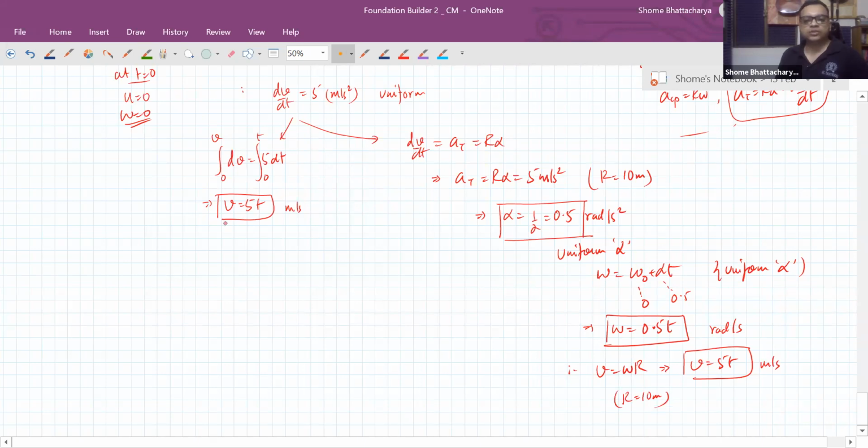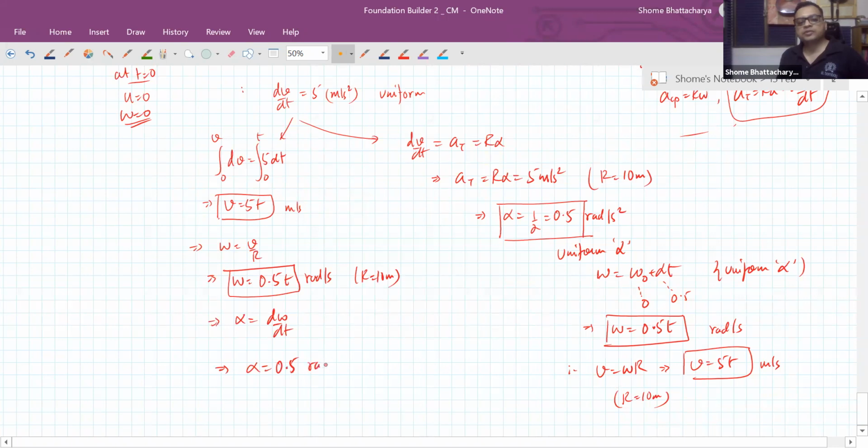Or we can go this way, that we have got v. From this we see that omega is equal to v by r. So omega is becoming 0.5t in radians per second, because r is equal to 10 meters, which was given to us. And then we can see that alpha is d omega by dt. Therefore alpha is 0.5 radians per second square.